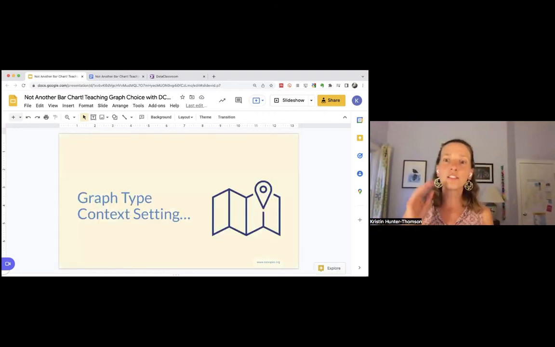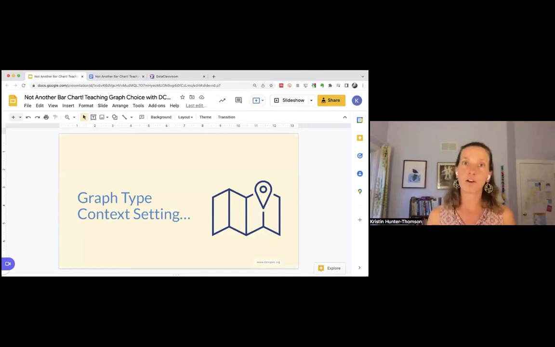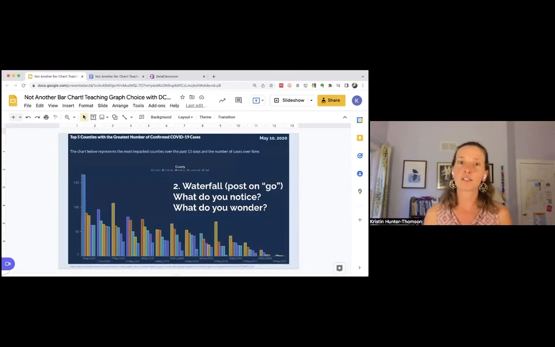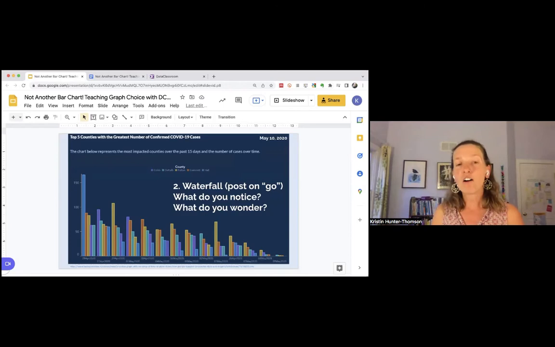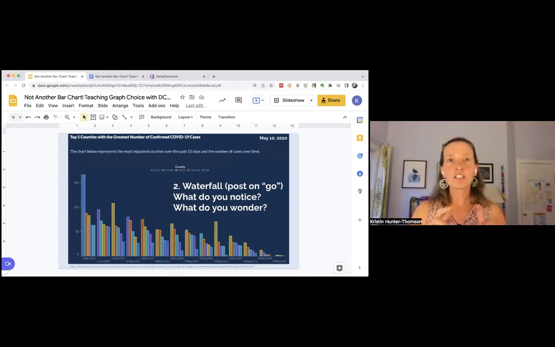Okay, so let's start with some context setting on graph type and how it influences what we can interpret. So don't respond yet. We're going to do this as a waterfall. I'm going to give you all 45 seconds to just look at this graph. I'll orient you to it first. And what I want you to think about, and type in the chat, is what are some things that you notice, and what do you wonder when looking at this graph?